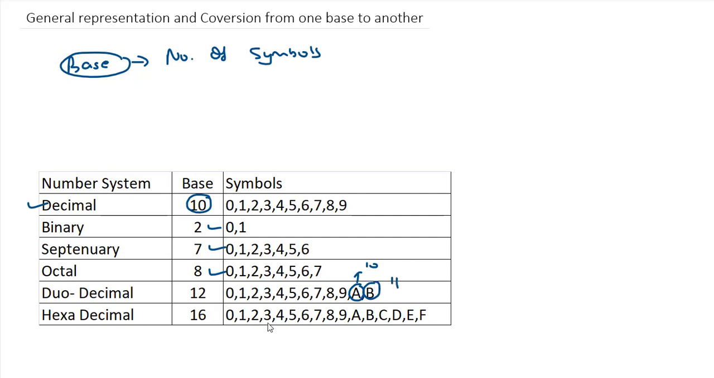Likewise, in hexadecimal, there are 16 symbols, numbers from 0 to 9, and then 6 alphabets A to F, where A represents the value 10, B 11, C 12, D 13, E 14, and F represents the value 15. So these are the symbols which are used to represent numbers in different systems or different bases. Let us now see how to convert a number from any other base into a decimal base.